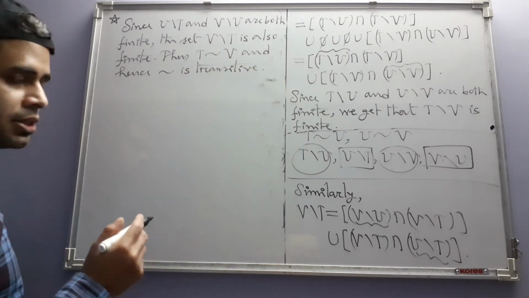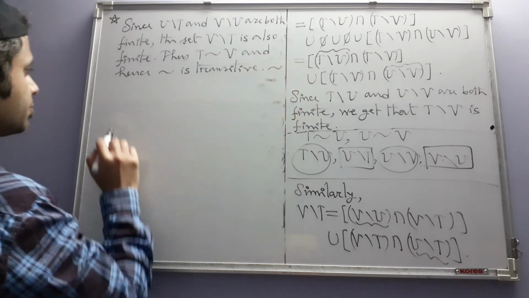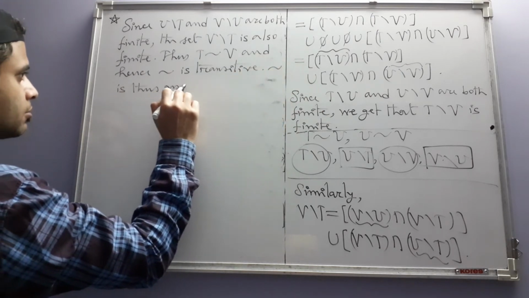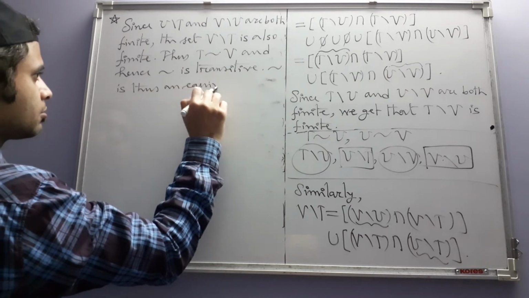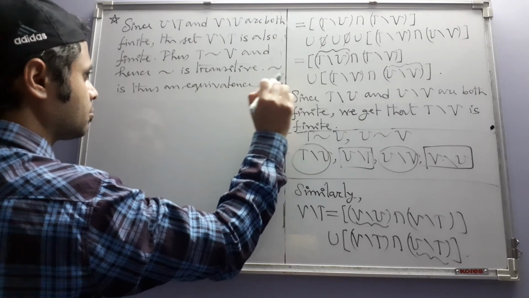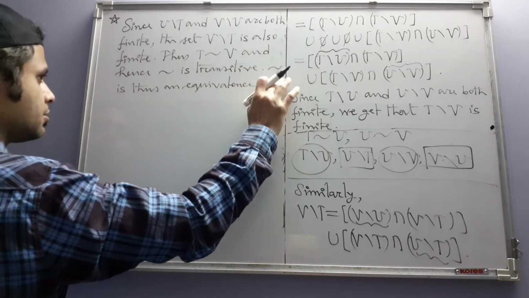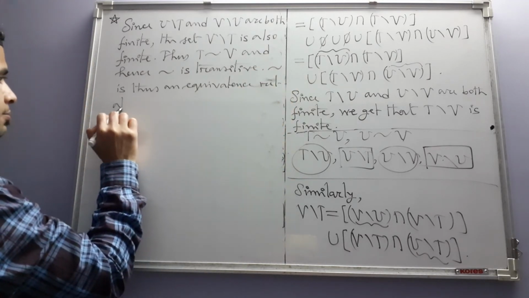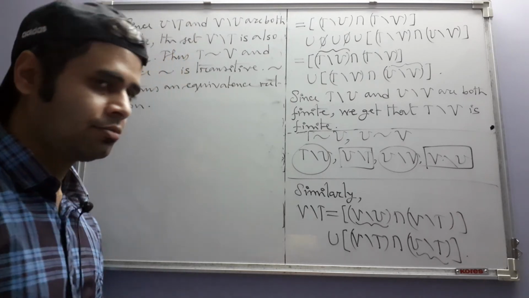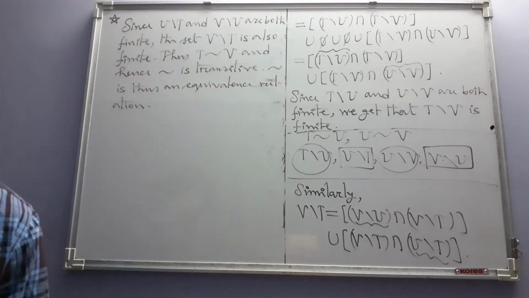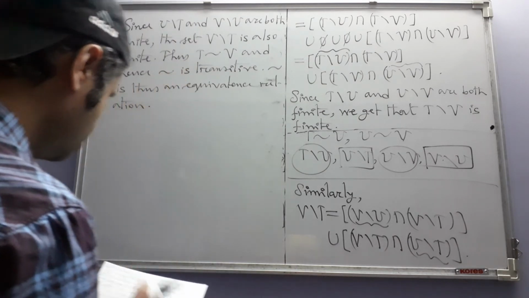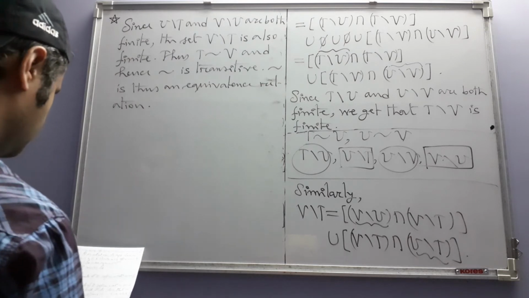Being reflexive, symmetric and transitive, this is thus an equivalence relation. Okay, now we are not being asked to find all the equivalence classes, but rather we have to figure out these two. We have to describe these two.